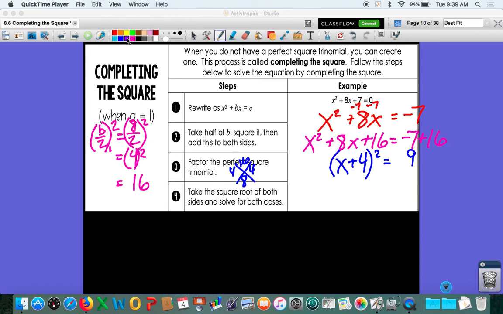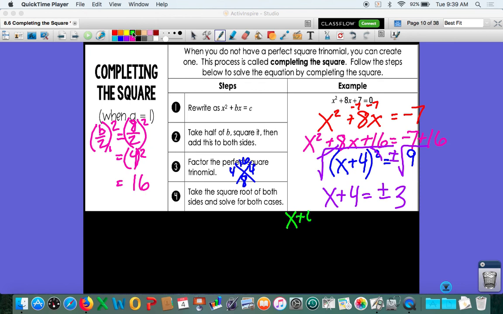I know what to do from here. This is what we were just doing in the last problems. Take the square root of both sides and solve for your cases. Square root. Don't forget on the square root of 9, you need a plus and a minus. Square root and squared cancel. That leaves you with x plus 4 equals plus or minus 3. From here, now I can split it up to my two cases.